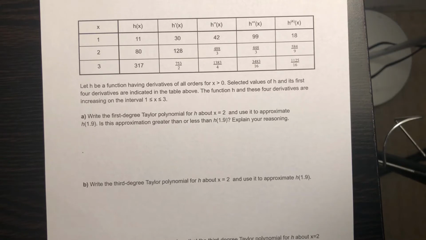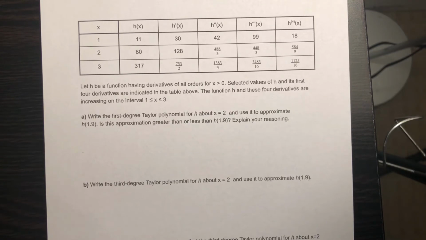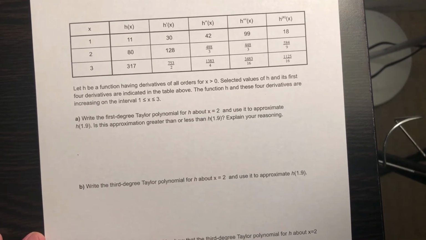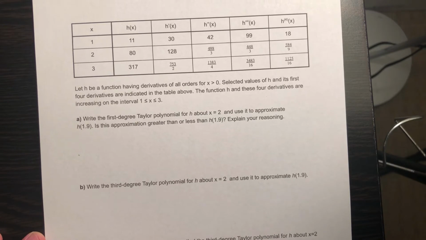Now that we've reviewed, let's get into this problem. It says let h be a function having derivatives of all orders for x greater than 0. Selected values of h and its first 4 derivatives are indicated in the table above. The function h and these 4 derivatives are increasing on the interval 1 to x. Part A says, write the first degree Taylor polynomial for h about x equals 2 and use it to approximate h of 1.9. Is this approximation greater than or less than h of 1.9? Explain your reasoning.